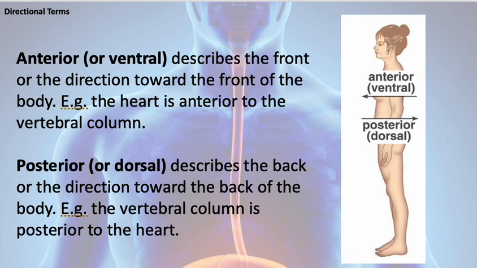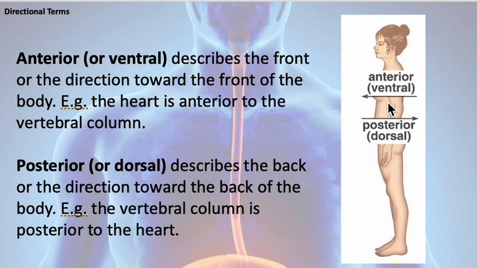Okay, let's continue by describing these directional terms in a little bit more detail. So, as I mentioned, the term anterior or ventral describes the front or towards the front of the body. And so the anterior surface of the body refers to the forward facing or front surface of the body. But we can also use the word anterior to describe structures, so internal structures.